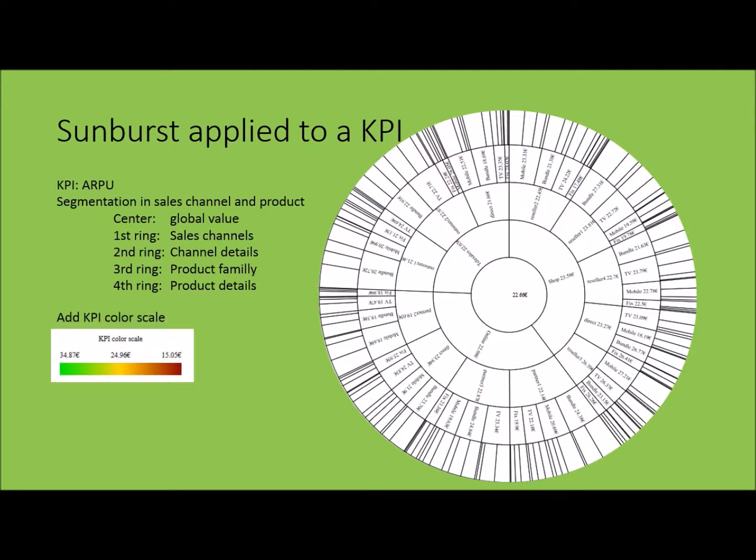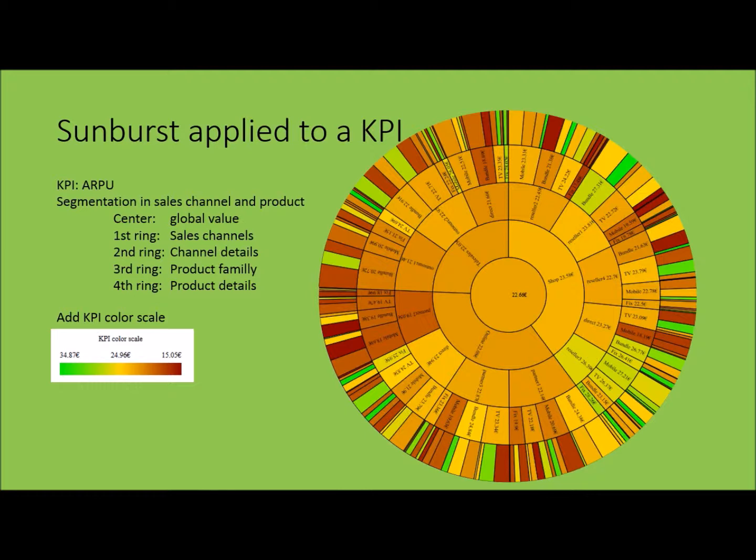Talking about KPIs, it's quite easy. You put the best value as green, the worst value as red. That's something we could define, of course, differently. And everything in between will be in the yellow. So let's apply this color scale. And now we've got a full mapping of our segments regarding the KPI, so the average revenue per user.